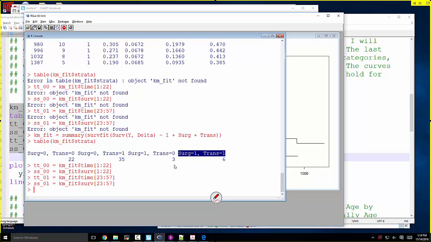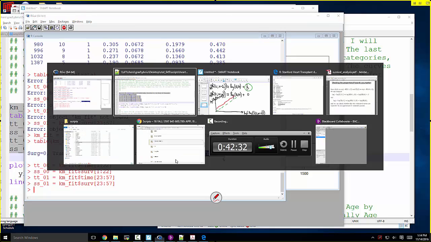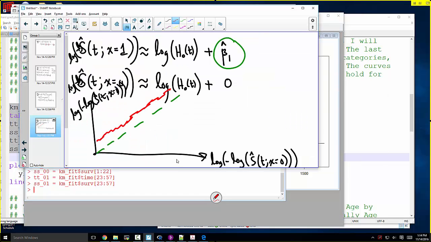So with so few observations in this category right here, trying to make a picture like this one is not really going to work out very well. With only 3 points, it's going to be hard to see any kind of real pattern that you would believe is persistent.